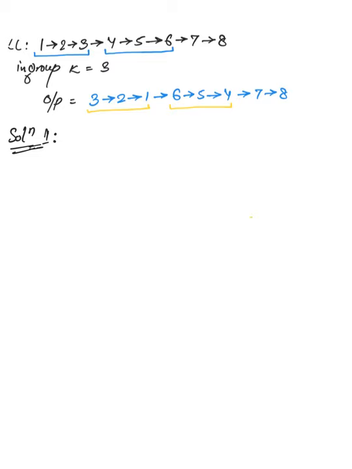So the problem is you are given a linked list 1 2 3 4 5 6 7 8. You have to reverse it in k groups, and the k size is 3, so the output will be 3 2 1, because you reverse 1 2 3 into 3 2 1, and then the next group is reversed again, which is 6 5 4. The remaining size is not equal to 3, so it stays the same.